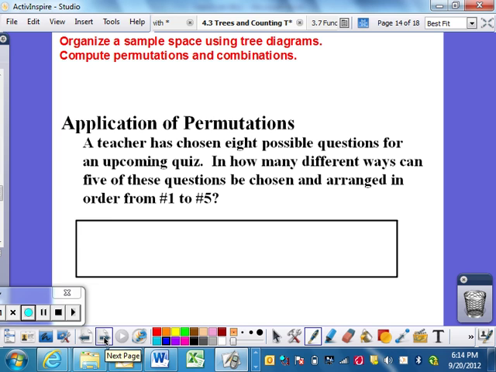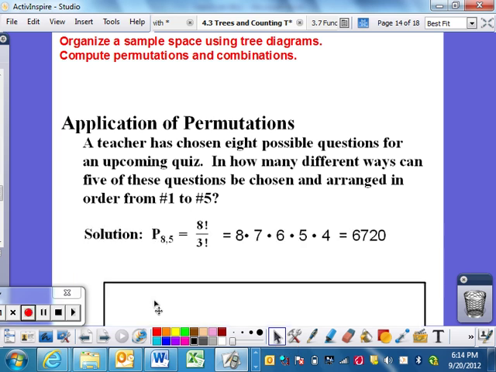Teachers chose 8 possible questions for an upcoming quiz. How many different ways can 5 of these questions be chosen and arranged in order from 1 to 5? So order does matter with the order that he's putting them in on this quiz. So what happens is you have 8 questions. You're choosing 5 of them. So basically if you have 5 blanks, you have 8 options for the first problem, then 7, then 6, then 5, then 4. And if you multiply them all out, you get 6,720 different options for a quiz if I had 8 questions. It's kind of neat.